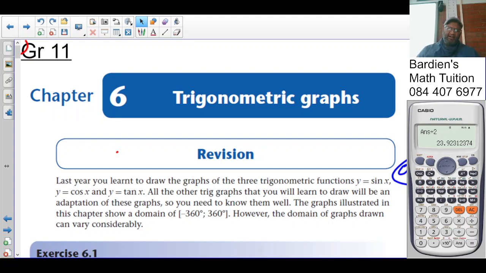E, y is equal to sine x minus 90. This is the sine graph moving 90 degrees to the right. Sine of x plus 15 is the basic sine graph moving 15 degrees to the left. And I, which is sine x plus 120, the graph moves simply 120 degrees to the left. Okay.